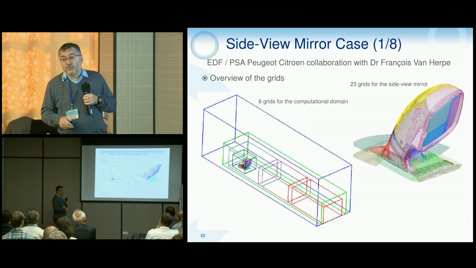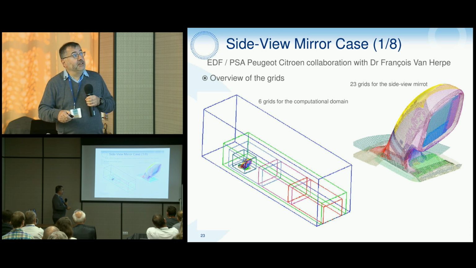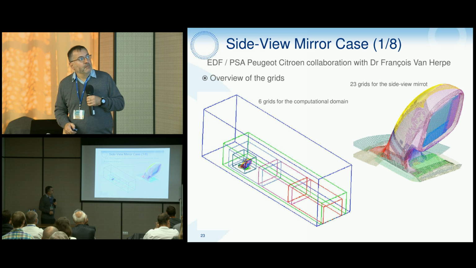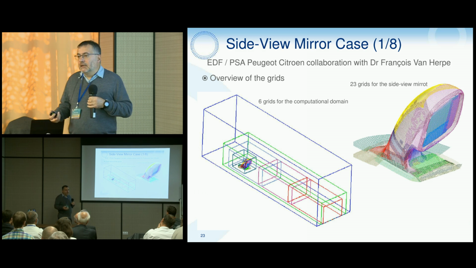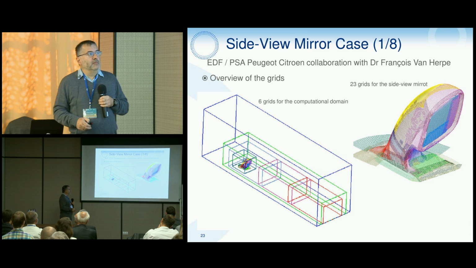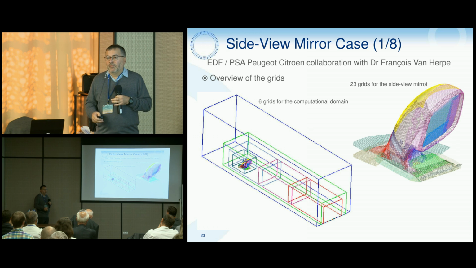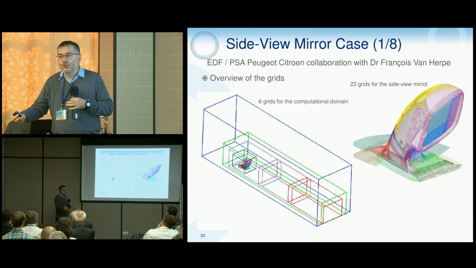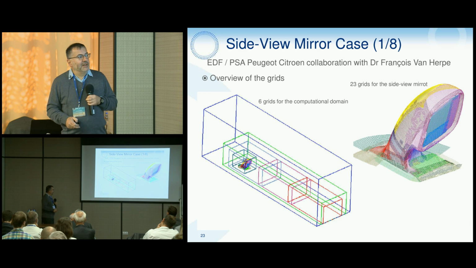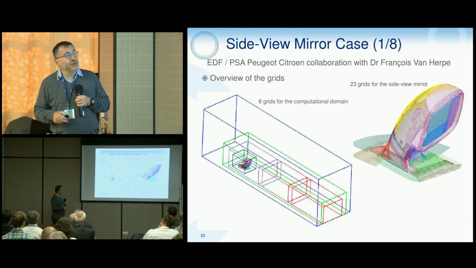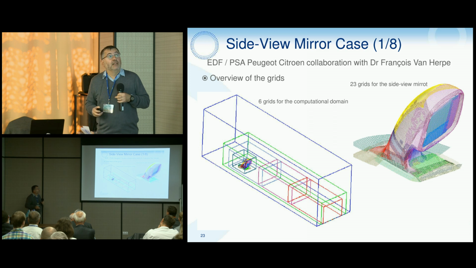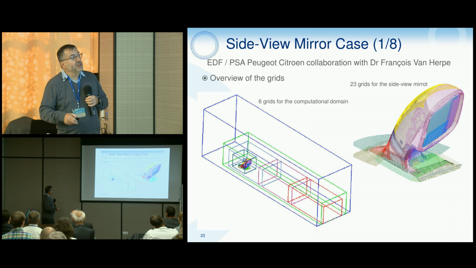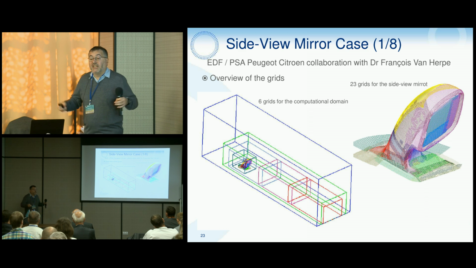At PSA they made some experiments of a side view mirror on a plate, and we decided to compute this configuration. It was really a 3D complex configuration. PSA had a CAD file, and the Overture preprocessor is able to read the CAD file, but it was not an easy task. We needed 23 grids around the side view mirror body, and then we immersed these grids in the box grid for modeling the whole domain.